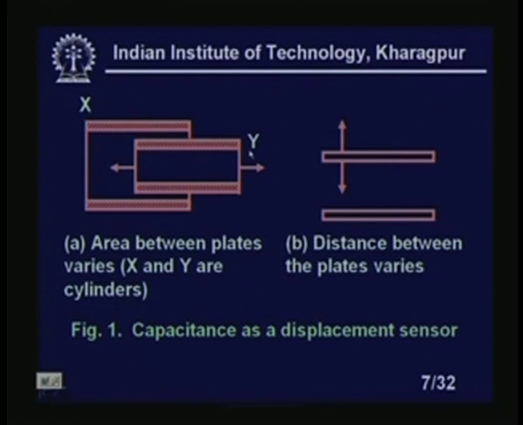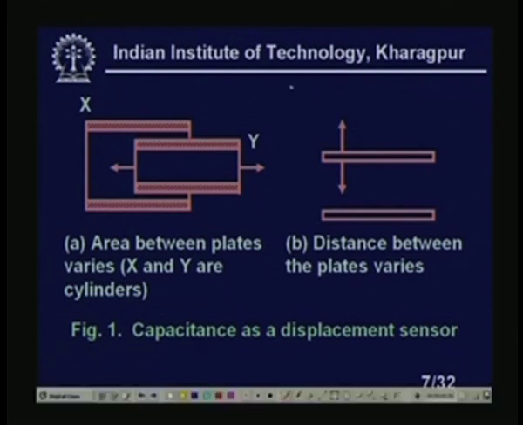X is a fixed plate and Y is the movable plate. These two can be cylinders. If I push it like this, it can be simple parallel plates also. Suppose I have two parallel plates, right? And if I shift this parallel plate, suppose previously it was in this position, now we have shifted this position.